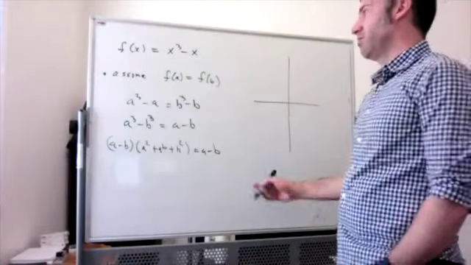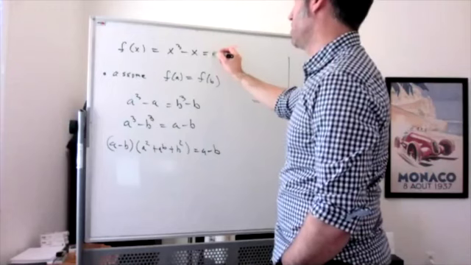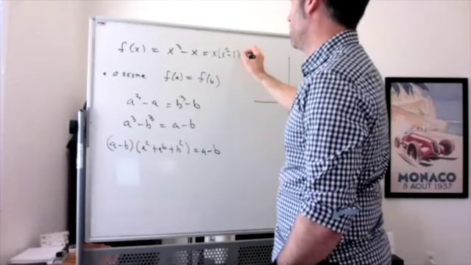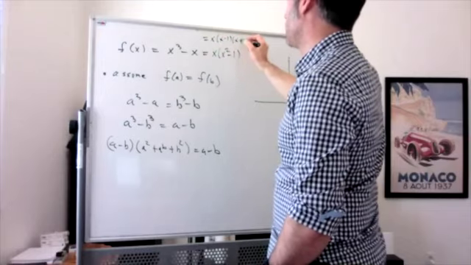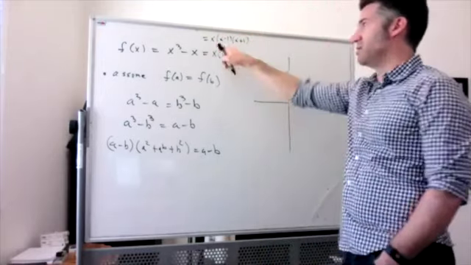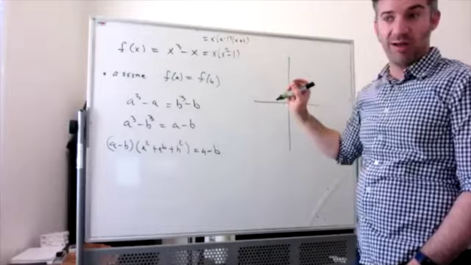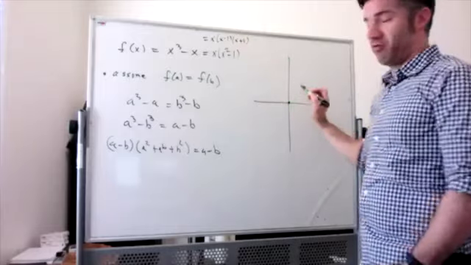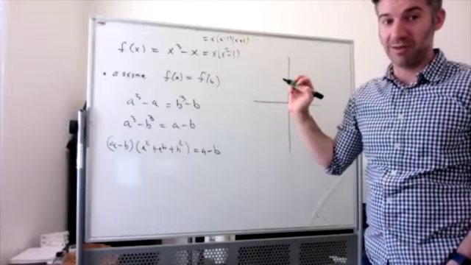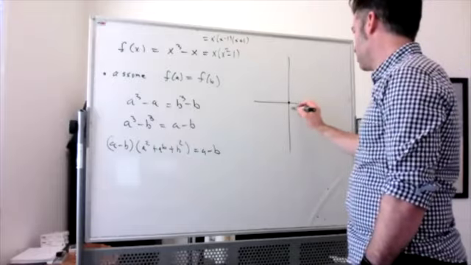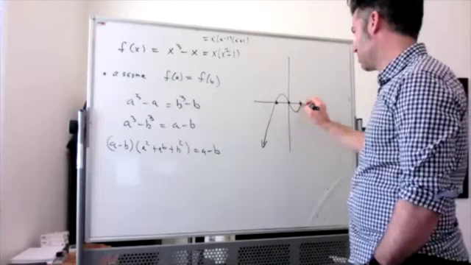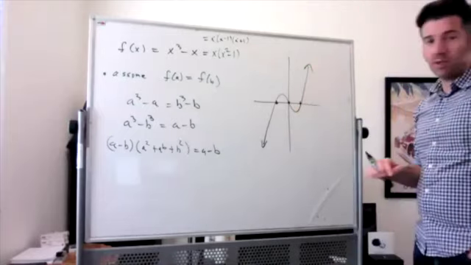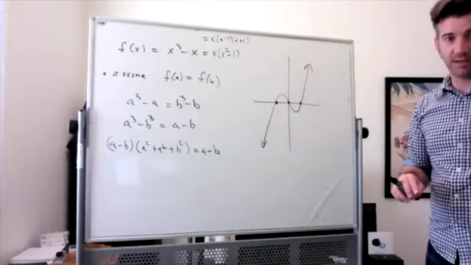So if you factor this, it factors as x times x minus 1 times x plus 1. And we can see that 0 and 1 and -1 are all intercepts, which is a pretty good indicator that it's not going to pass the horizontal line test. And the graph looks like this. Definitely fails the horizontal line test.